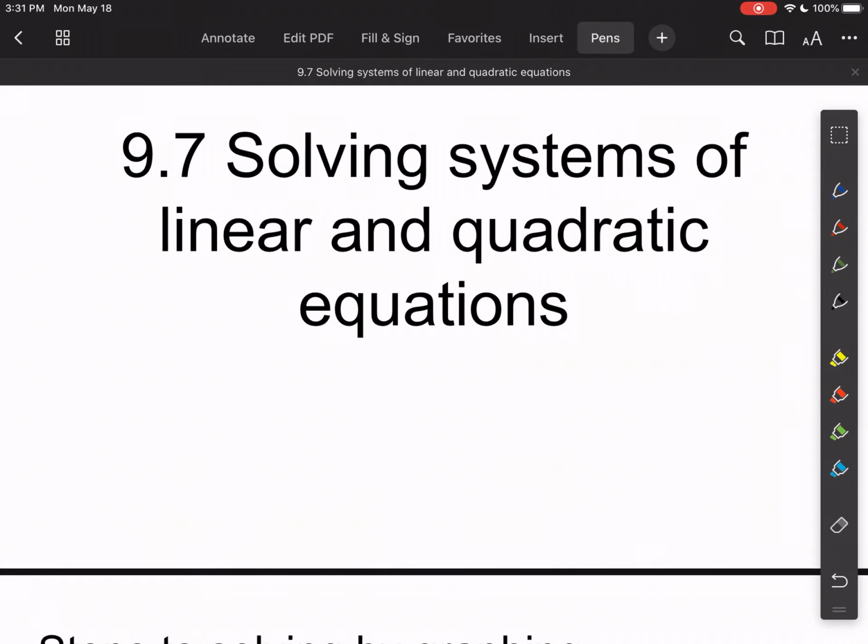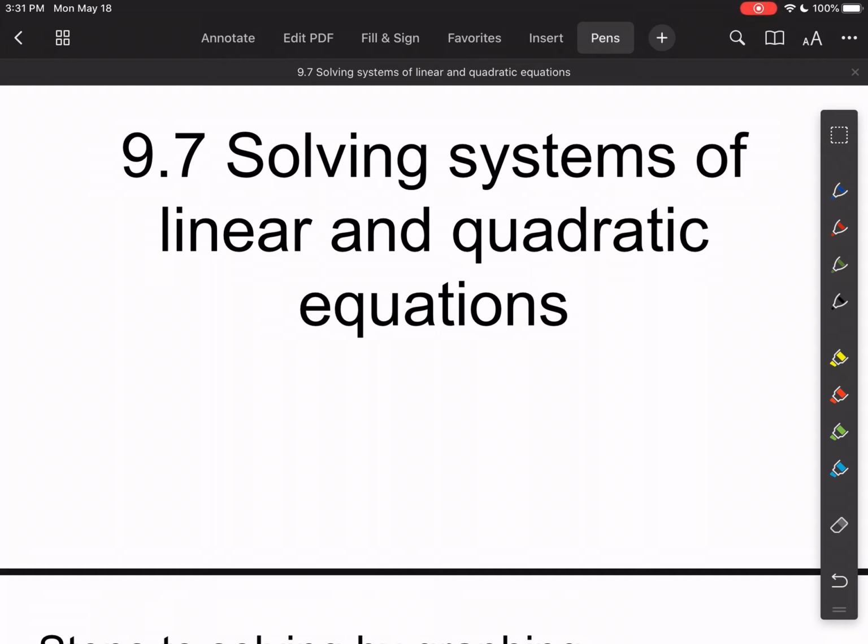All right, algebra class. This is 9.7, solving systems of linear and quadratic equations. Now, I chose to separate out these last few sections of Chapter 9 because I thought Chapter 9 was a little bit intense to have a test over all of this stuff. So the next test will only have these three sections, 9.7, 9.8, and 9.9.